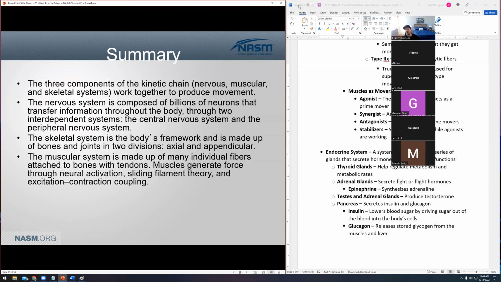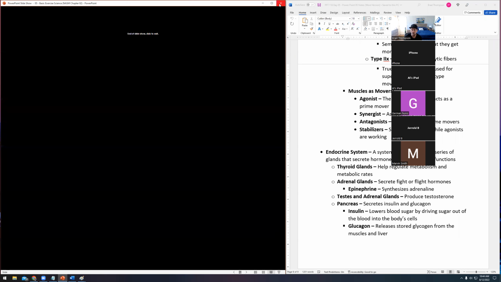So we summarized everything up today, right? We got the three components of the kinetic chain. That's our nervous system, our muscular system, and our skeletal system. Your nervous system is providing the communication network. It's recruiting your muscular system to generate all the internal tension, to manipulate the final system, which is your skeletal system, giving you the framework.